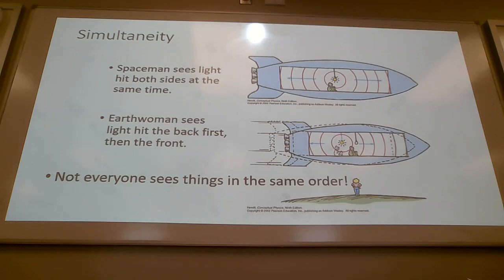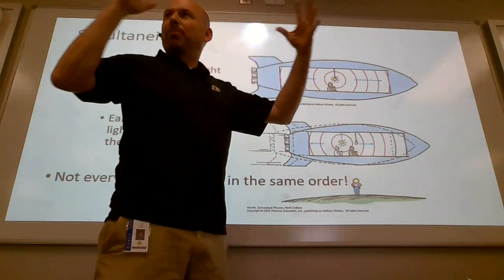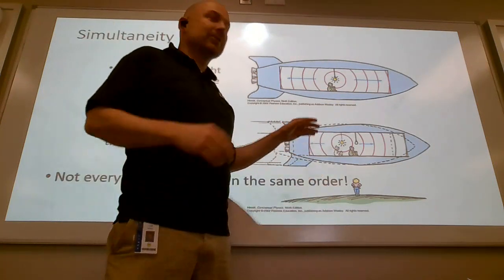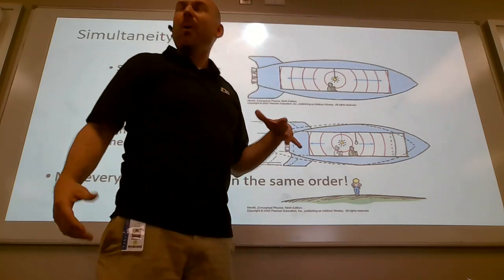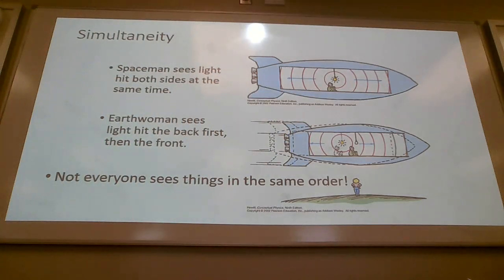So Sarah is now in the spaceship. Same time. What? Adam was right. Adam's on the ground. He sees back wall, then front wall. What? Sarah was right. How in the world can we explain that we have 2 different realities, 2 different observations of the same event?